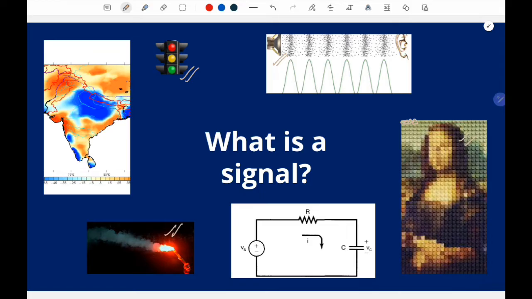And this is the traffic signal. It tells you whether to stop or go. And this is an Indian map showing the temperature gradient across the planar regions.